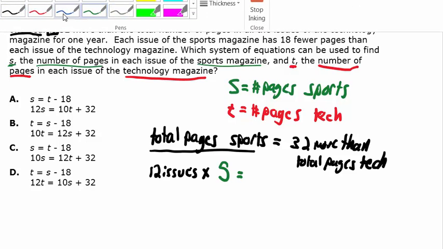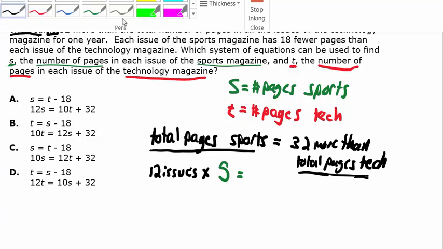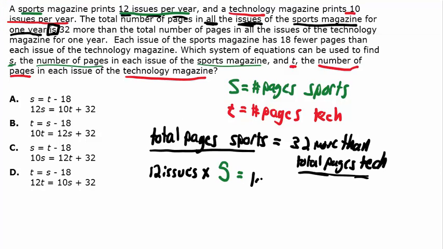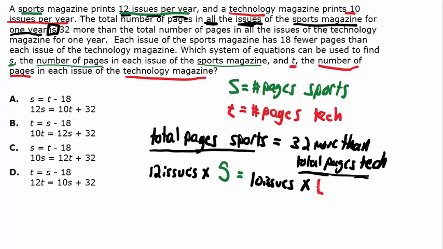Well, let's see if we can figure out what that is. So 32 more than usually means we're going to add 32 to the total pages of tech. So let's start off with the tech. For the total tech, there were 10 issues per year of technology. So I'm going to take 10 issues times the number of pages in each issue, and the number of pages in each issue is T, so times T.